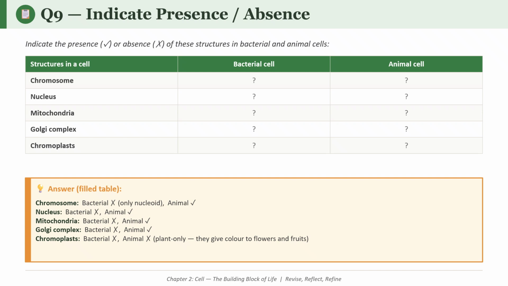When we talk about bacterial cell, nucleus is absent, mitochondria is absent, Golgi complex is absent, and chromoplasts are absent. But all these things are present in plant cell. Why chromoplasts? They are plastids. They are present only in plant cells.